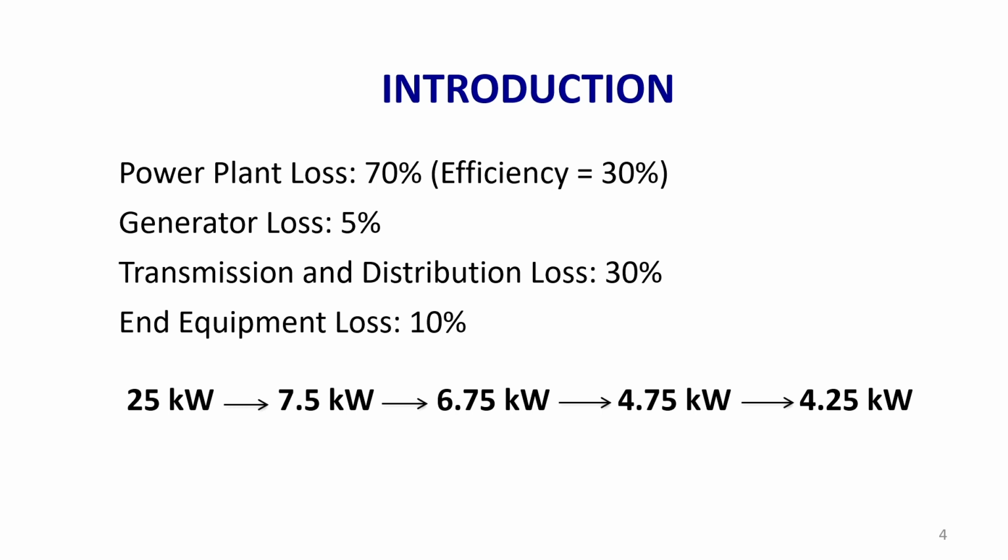Now, if you look at the numbers in this slide, most of the power plants have an efficiency not more than 30%, or very few cases will have 35%. So, I have taken the power plant efficiency at 30%. Here I have done a small calculation. That means the remaining 70% is in the form of loss, various heat losses. This is a generator loss of 5%.